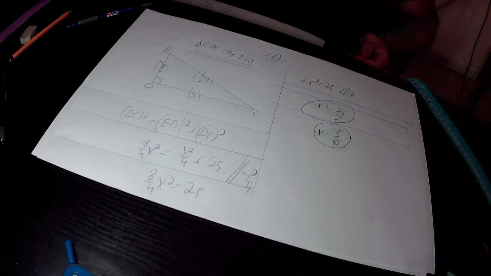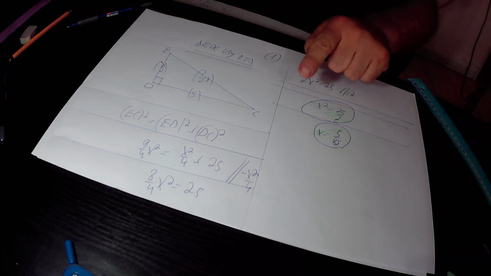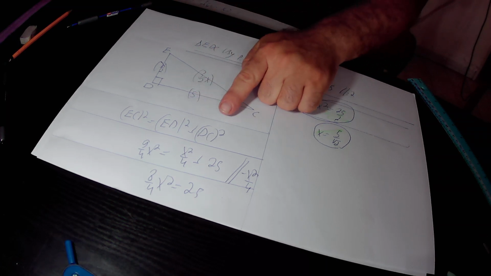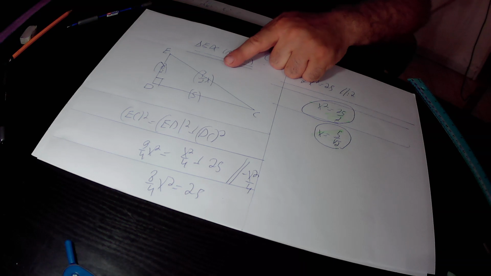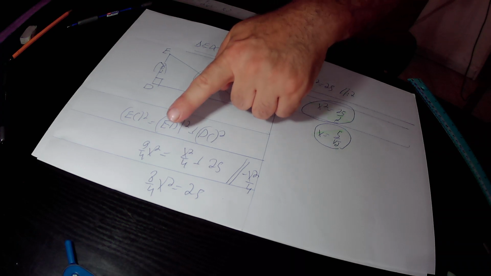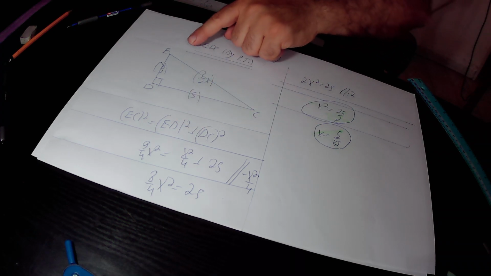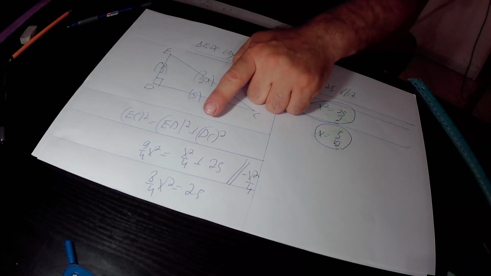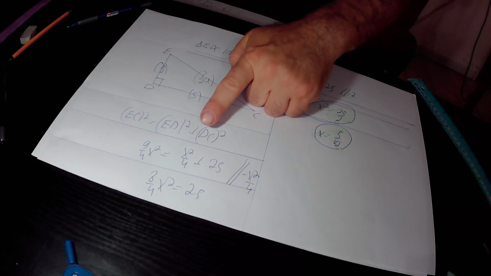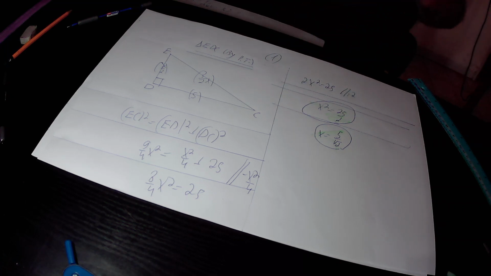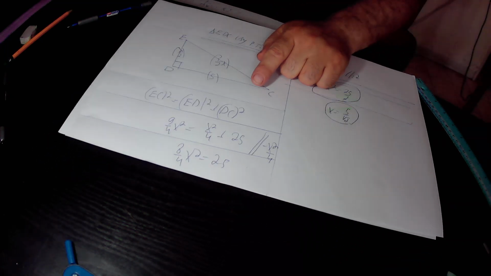According to the Pythagoras theorem, in this right triangle EDC, EC squared equals ED squared plus DC squared. EC is 3 over 2 x, therefore EC squared is (3 over 2 x) squared, that is 9 over 4 x squared. It equals ED squared, and ED is x over 2, therefore ED squared is x squared over 4, plus DC squared. DC is 5, therefore DC squared is 25.